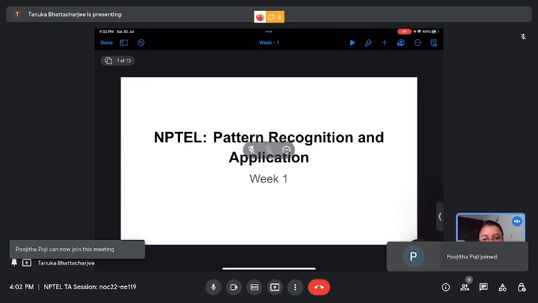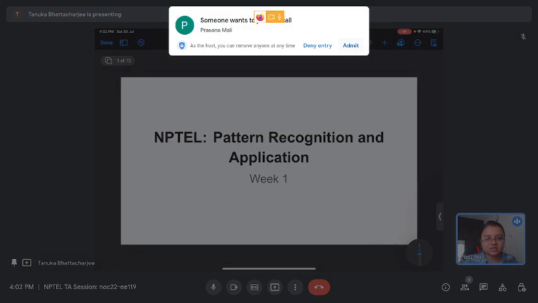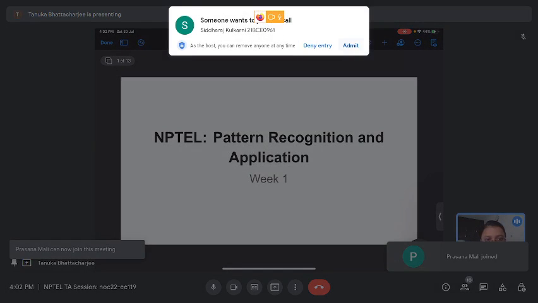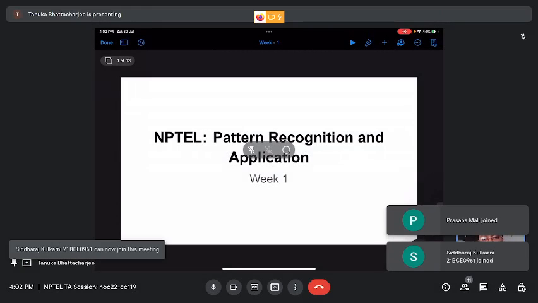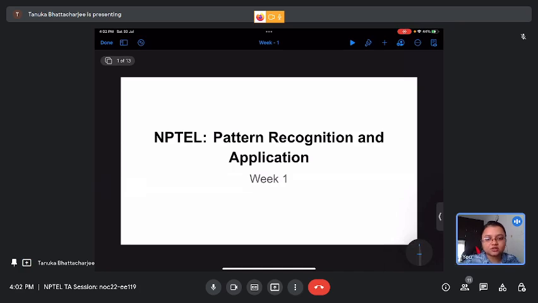I am a PhD student over there, and I will be taking these weekly TA sessions for this pattern recognition and application course. In these sessions we will try to solve some problems related to that week's topics. Today we'll be focusing on problems on the feature extraction part. I'll take some basic problems and solve them, and I'll show you how to solve them. If you have any doubts you can post them in the chat. After each problem I'll take up the questions that are in the chat.